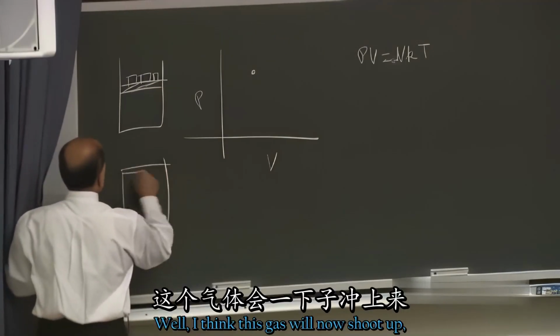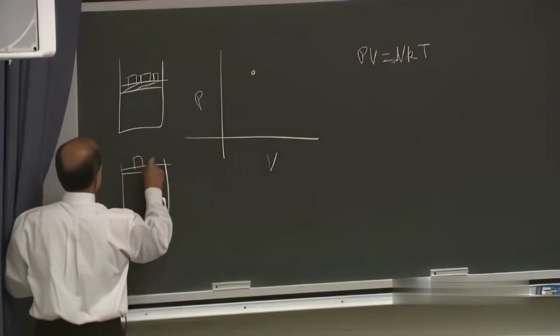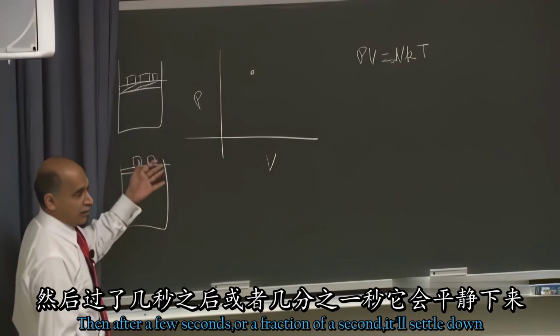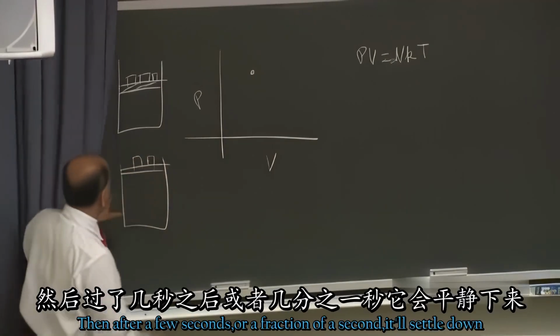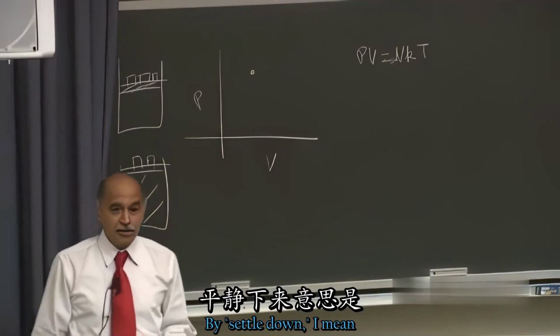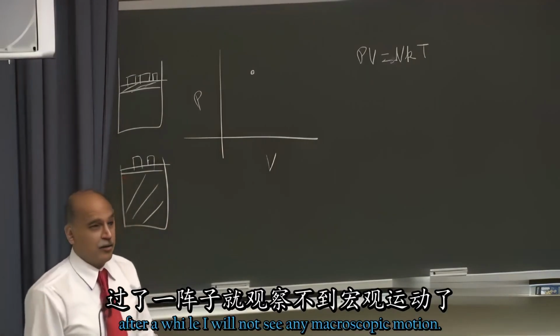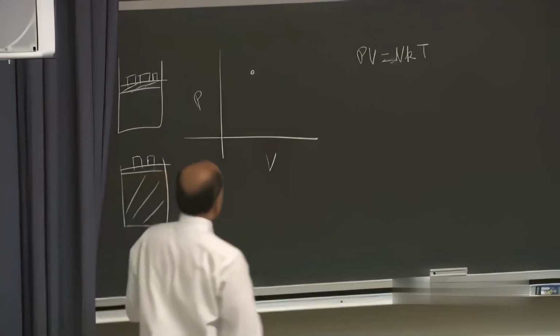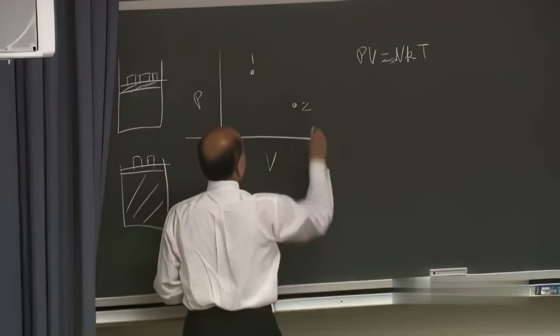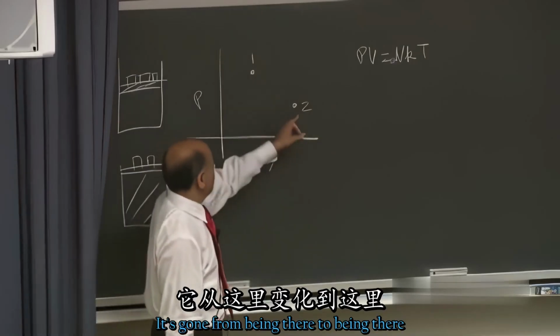Well, I think this gas will now shoot up. It'll bob up and down a few times. Then after a few seconds, or a fraction of a second, it'll settle down to the new location. By settle down, I mean after a while, I will not see any macroscopic motion. Then the gas has a new pressure and a new volume. It's gone from being there to being there.